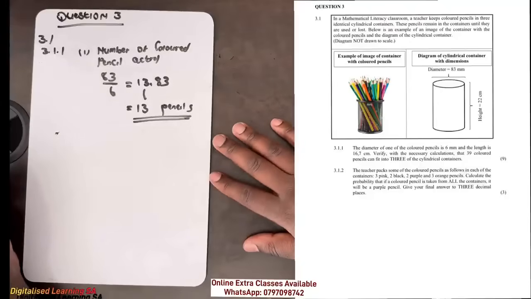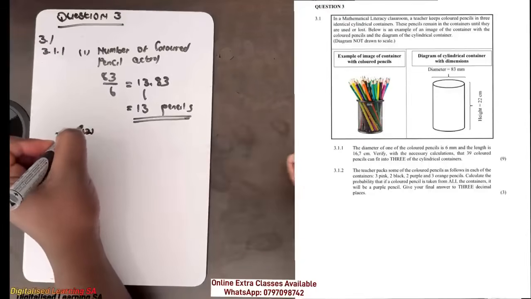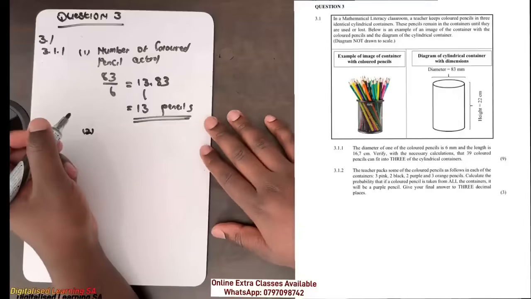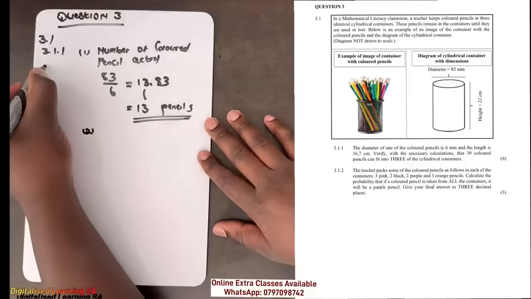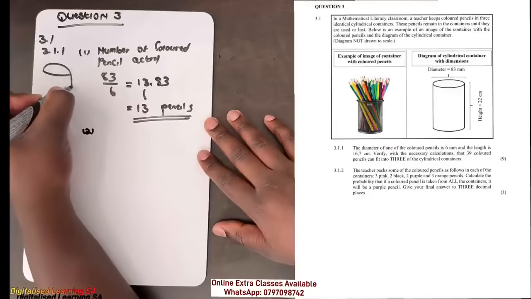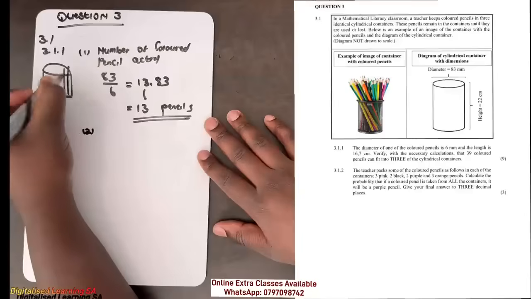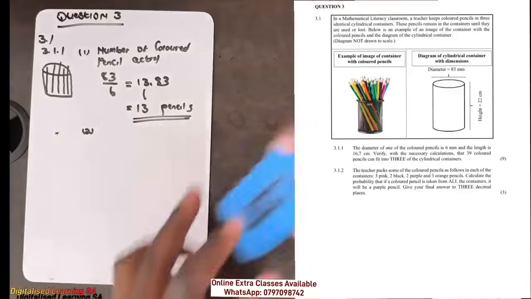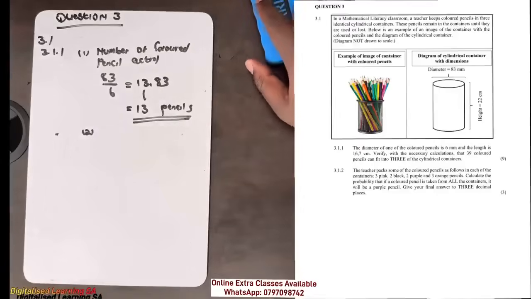So next, we need to calculate the number of colored pencils stacked vertically, which is down the height. If this is our cylindrical container, we need to find the number of stacked pencils. That's what that means. We need to find the number of colored pencils stacked vertically down the height.